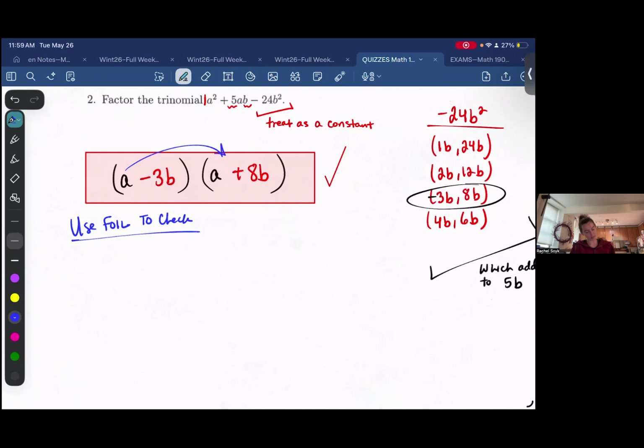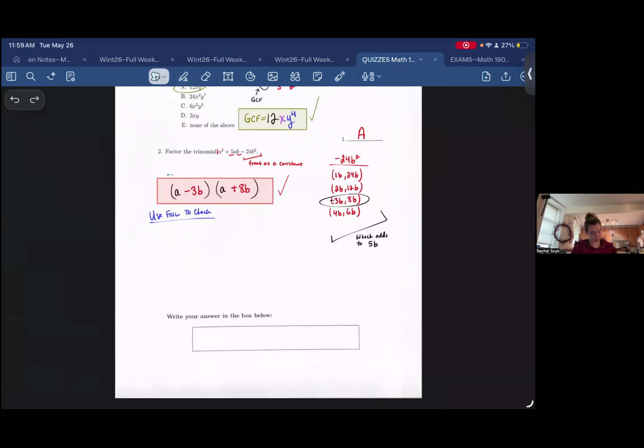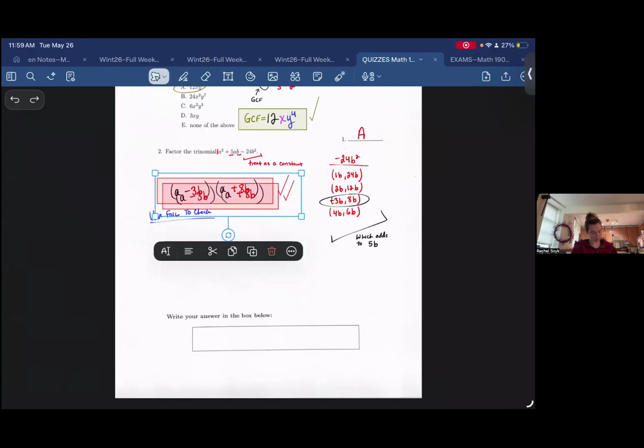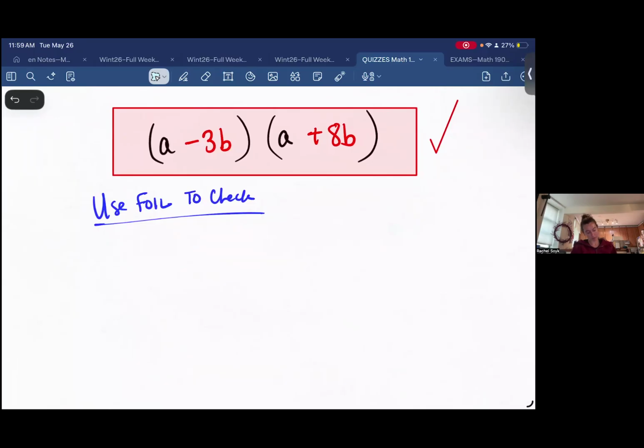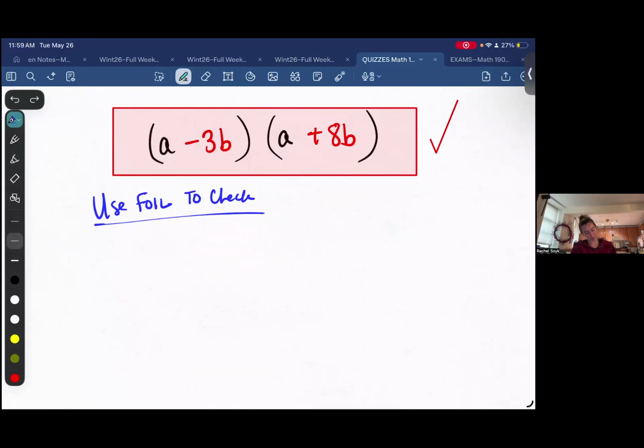A times A. Actually, why don't I put this down here first because I know it's right. A times A gives you A squared. My pen is dying on me. A times 8B is plus 8AB. Negative 3B times A gives you a negative 3AB.